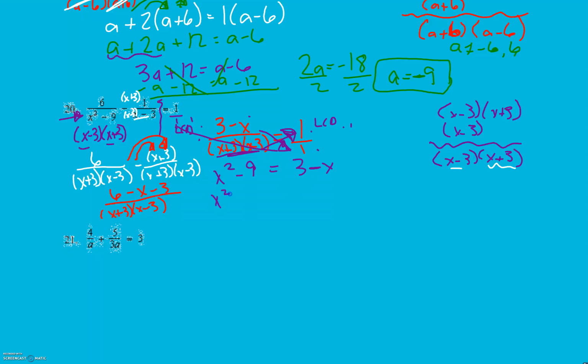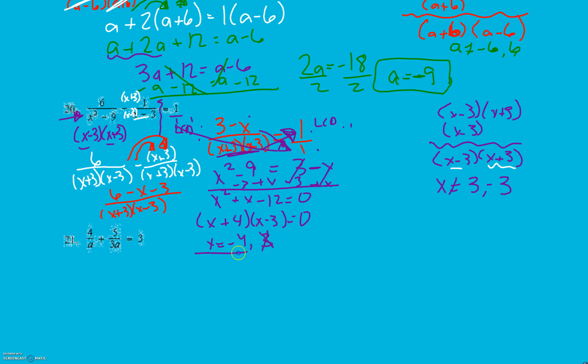Okay, here, since it's quadratic, I need to move everything to one side. So I'm going to add an x, subtract a 3. x squared plus x minus 12 equals 0. Factors to x plus 4, x minus 3 equals 0, which means x equals negative 4 or positive 3. Let's check our restrictions. x cannot equal 3 or negative 3. So 3 doesn't work, but the negative 4 should. And again, when you plug that back into the original equation, you'll get the same solution on each side.